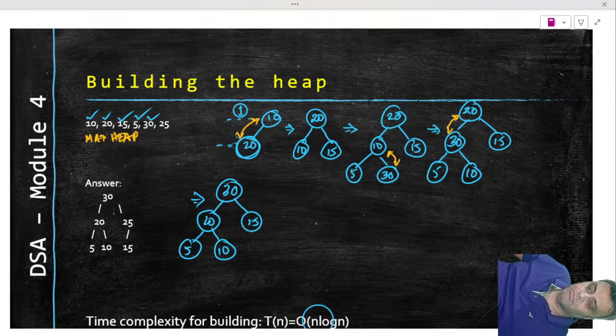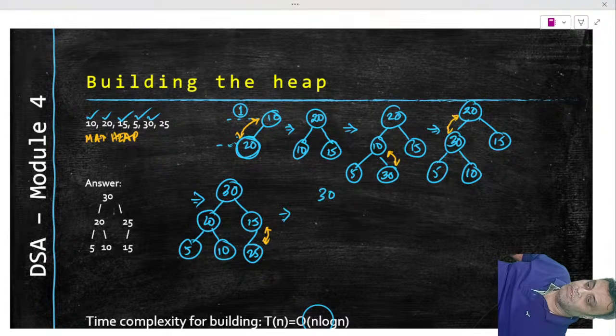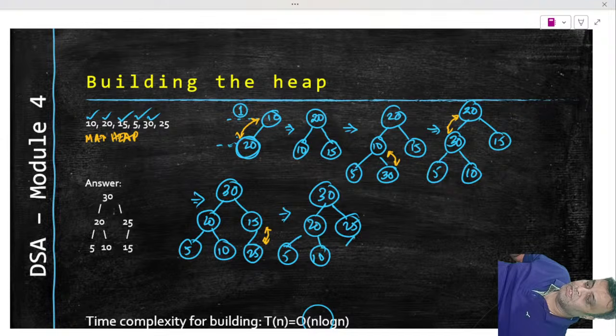25 we have to put. The only area we can put 25 is here, right? But is it disturbing my heap? Of course it is disturbing my heap, because the element below 15 is greater than 15. Max heap doesn't allow that. Parent has to be greater. So therefore I will shift this now: 30, 20, 25, this is 5, this is 10, and this is 15. Now is it a max heap?